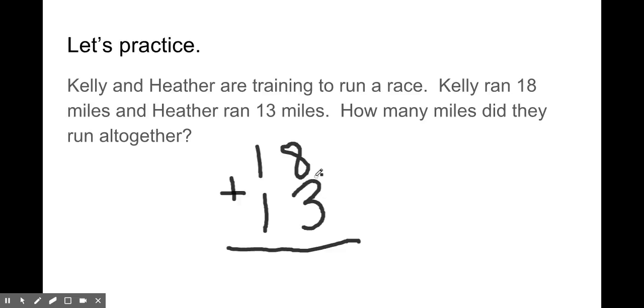And 8 and 3 together. I know 8 and 2 is 10, so 8 and 1 more makes 11. 11 is made up of 1 one and 1 ten. So I'm going to put the 10 over here with the other 10s. And so I have 10, 20, 30. So I put a 3 in the tens place to represent that 30. And so I know that all together they ran 31 miles.